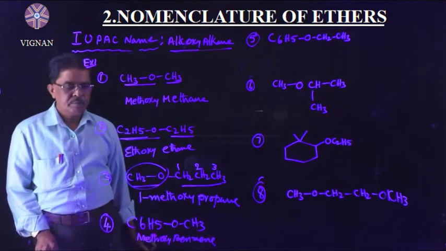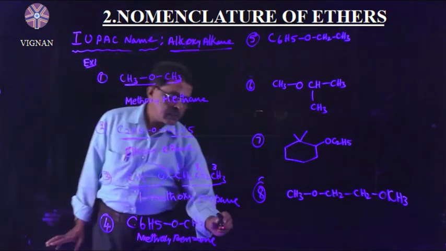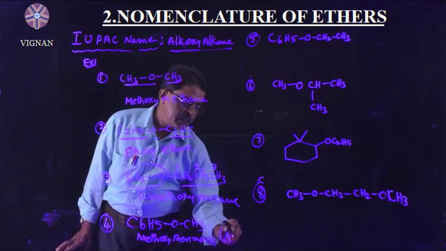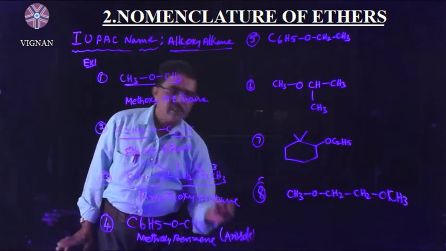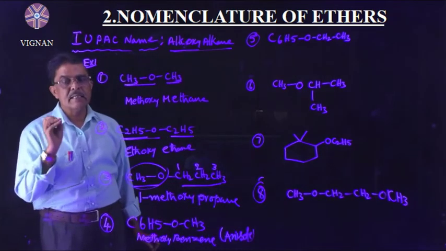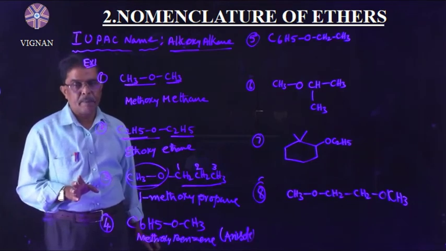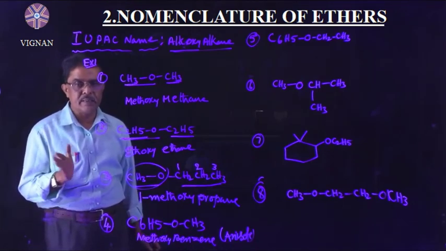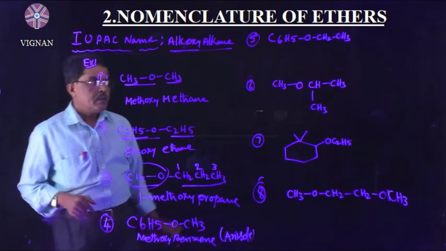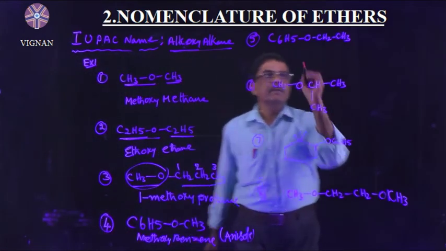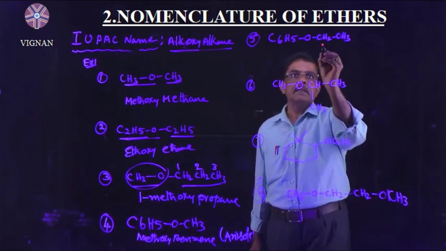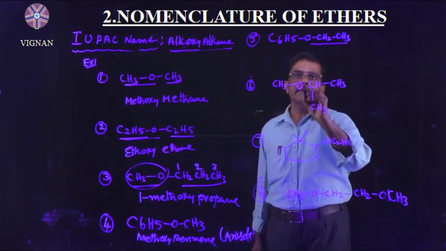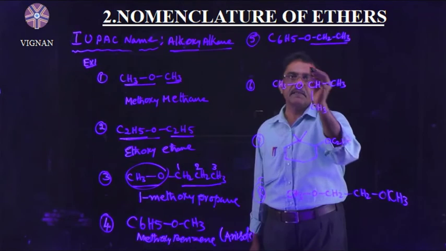Methoxybenzene. This one also has a common name: anisole. Anisole is also accepted by IUPAC as a name, right? Understand? Now we'll take this compound. In this compound, this is the alkoxy part, and this one is the hydrocarbon part.